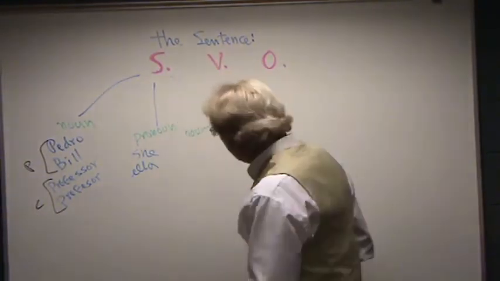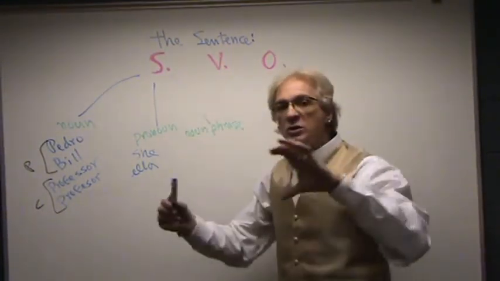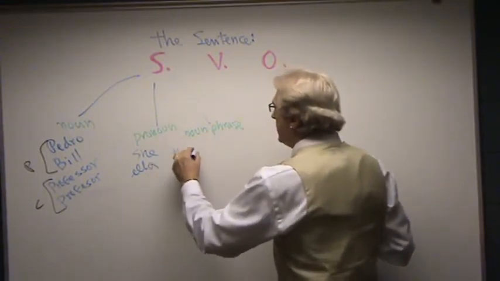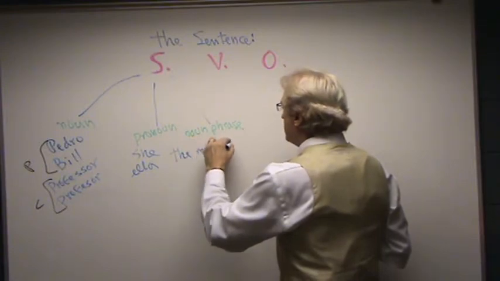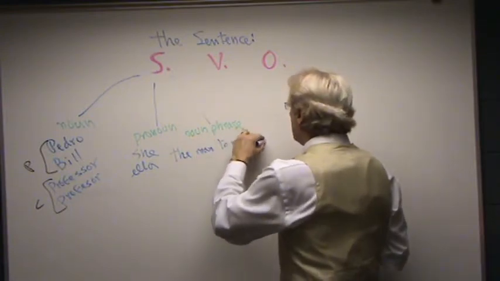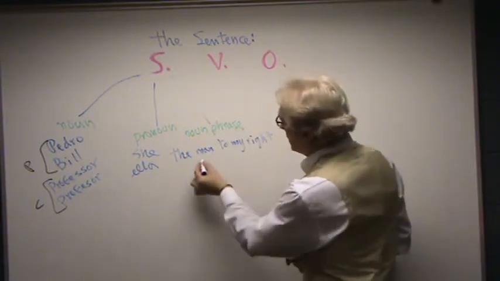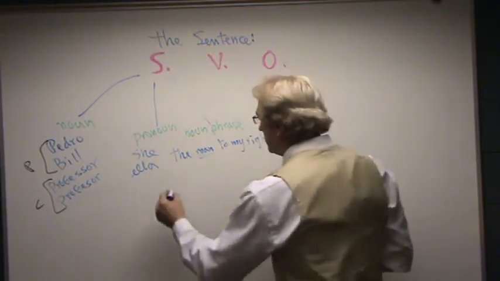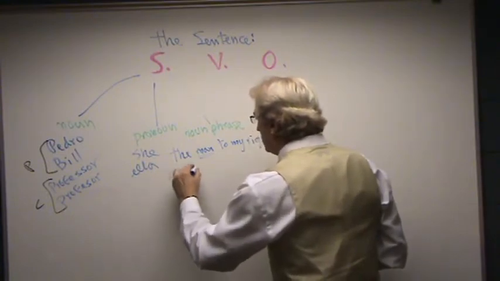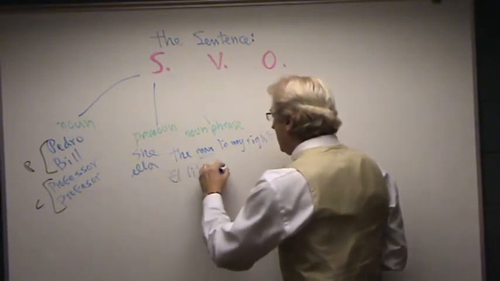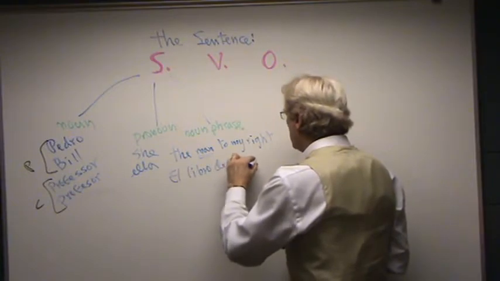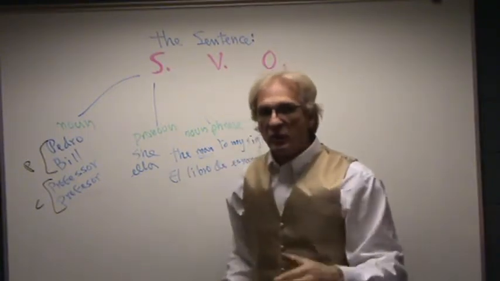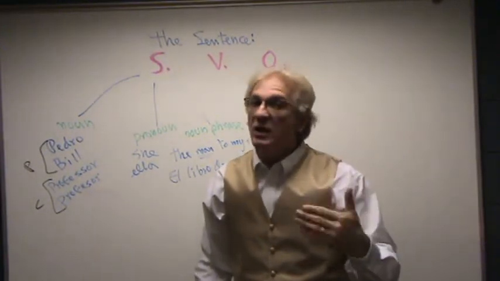Very simple. A noun phrase is one of those long constructions, as I mentioned, and you say, for instance, the man to my right. All that. It was a noun, but it's a whole phrase. That's why it's called a noun phrase. Or in Spanish, el libro de español. So, that is a description of the three kinds of subject we can have.